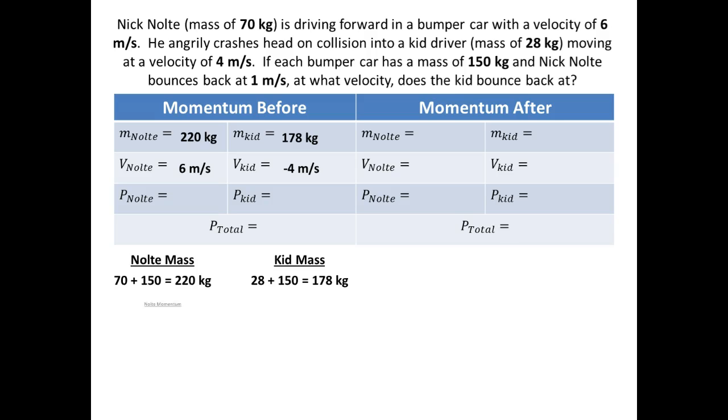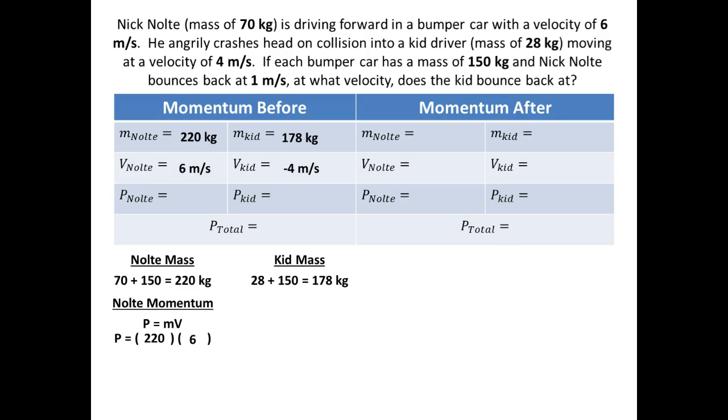I'm going to take Nick Nolte's mass and velocity and multiply them together. The momentum formula is P equals m times v. I'm going to replace those variables with parentheses. M, in this case, is 220 kilograms. V, the velocity, is positive 6, because he's going forward.